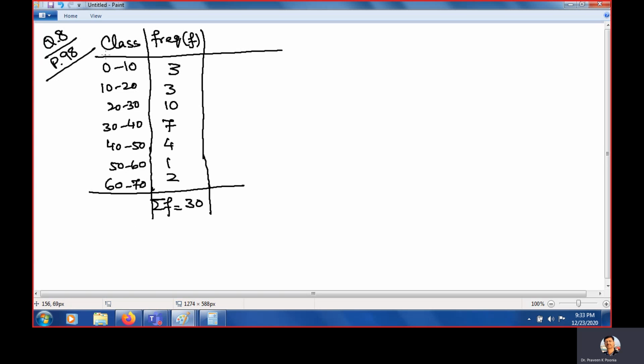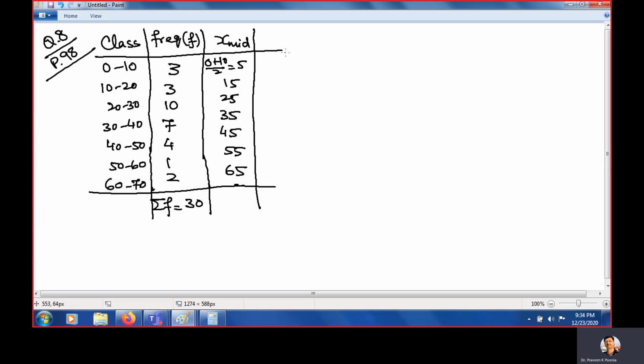Okay. Now because classes are given, we need to find the x midpoint. Now the question is how to find the midpoint. So you need to add them: 0 plus 10 upon 2. It is 5. First value lower limit, upper limit, 0 plus 10 upon 2, 5. Here will be 15, 25, 35, 45, 55 and 65. This is the x mid.